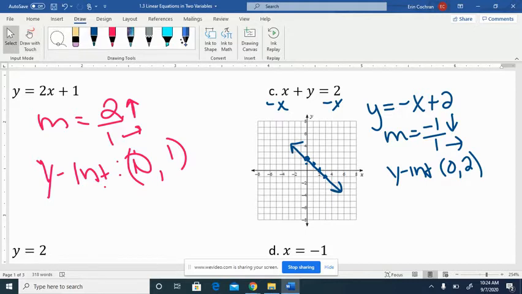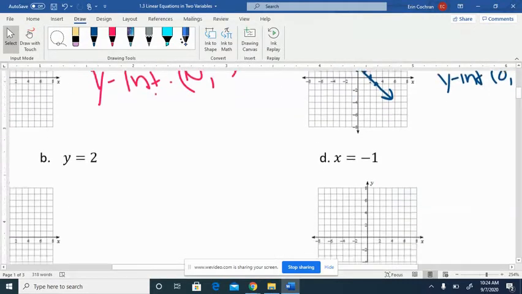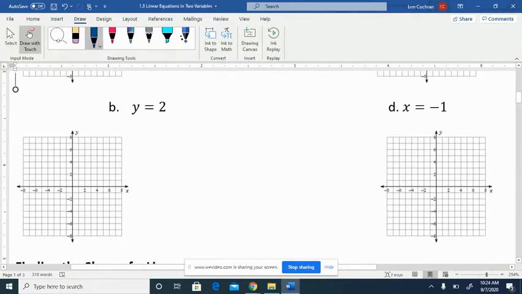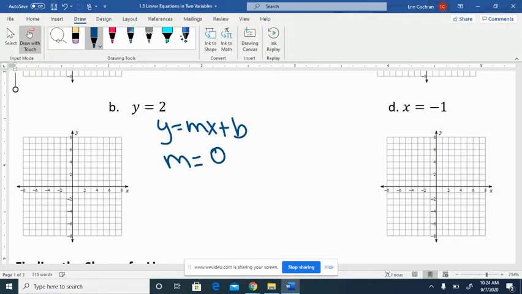All right, looking at B, y equals 2. We're in y equals, which is great. So we would have y equals mx plus b, but we don't have an x. So my slope, since we don't have an x, would be 0. And you can always put it as 0 over 1. And then my y-intercept would be 0, comma 2.